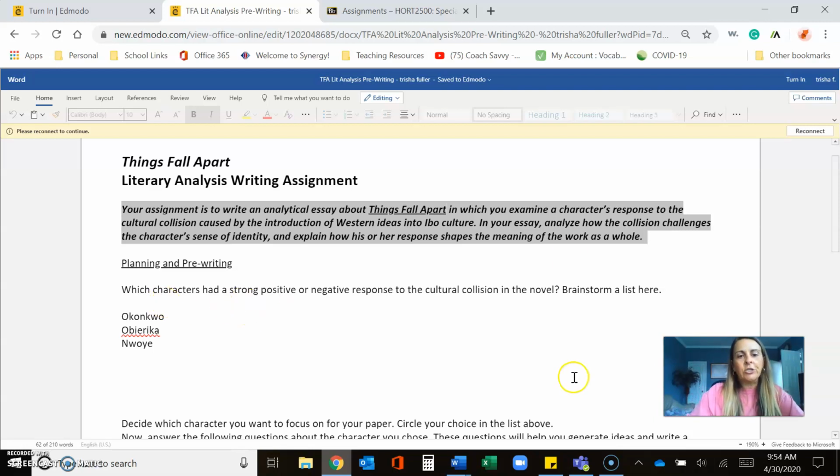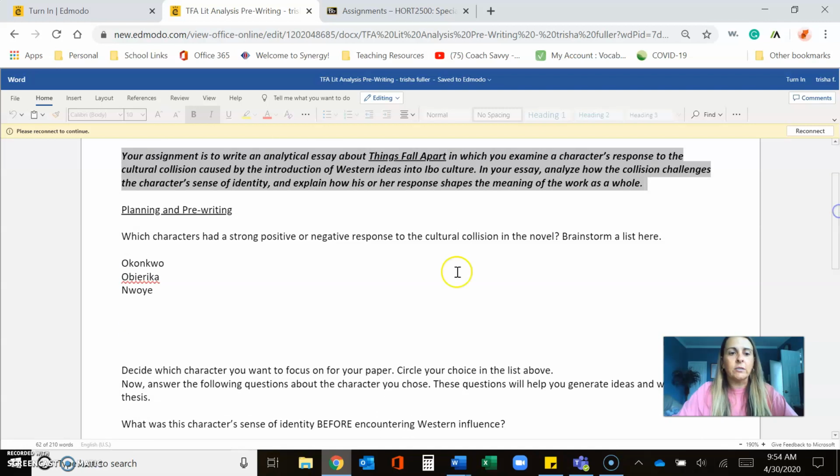So the first thing it asks you to do is brainstorm some of the characters that had a significant positive or negative response to this cultural collision, this introduction of Western ideals. So I listed the three most common, the three most obvious, probably the easiest ones to do: Okonkwo, Obierika, that's probably spelled wrong, and Nwoye. Because I think their responses to these Christian missionaries were the most distinct. But don't think those are the only options. I'm just saying they're the three easiest, most obvious ones.